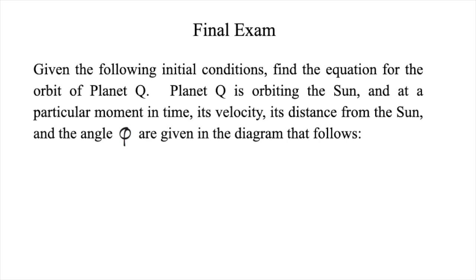Given the following initial conditions, find the equation for the orbit of planet Q. Planet Q is orbiting the Sun. And at a particular moment in time, its velocity, its distance from the Sun, and the angle phi are given in the diagram that follows.